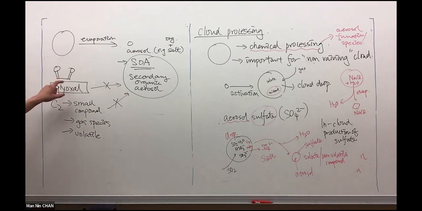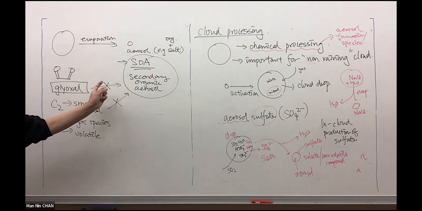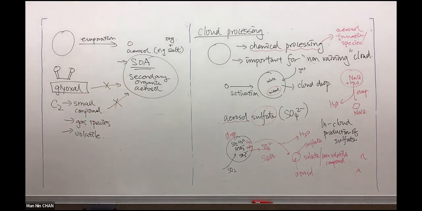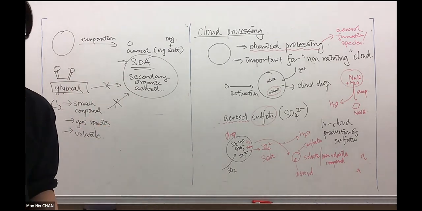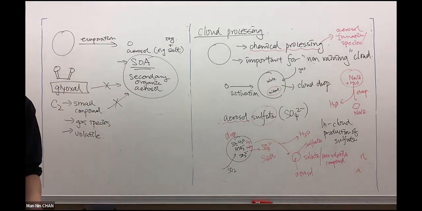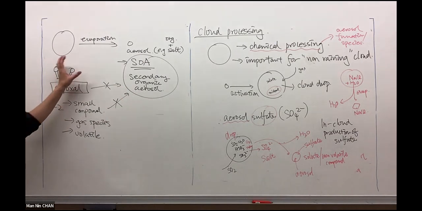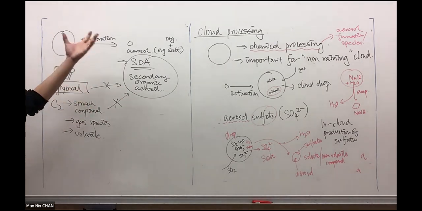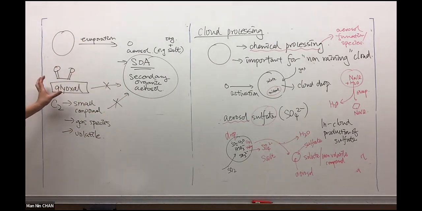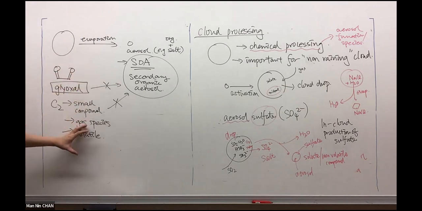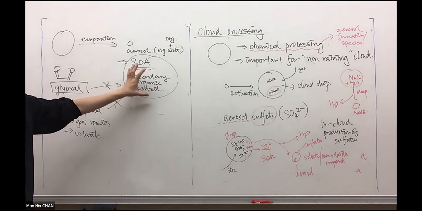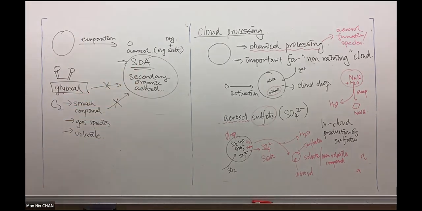Because it's a small molecule, volatile, and stays in the gas phase, it will not go to the aerosol phase by just partitioning, right? And for those of you who do the modeling or the measurement, we have a lot of glyoxal around, right? It can come from VOC oxidation, which produces a lot of glyoxal in the gas phase. And then we think that this glyoxal or some small compounds will not form aerosol because they are too volatile.